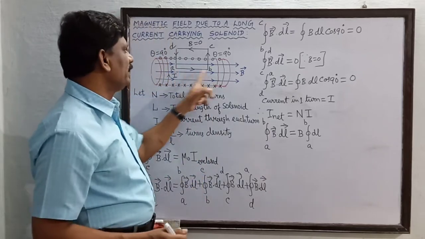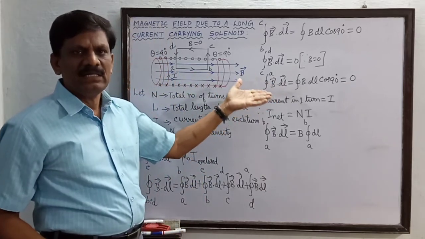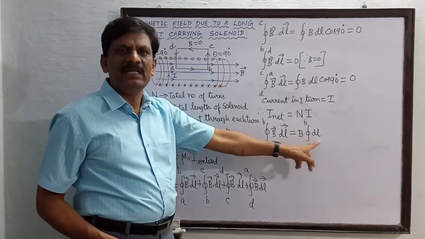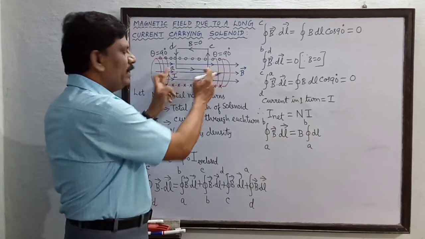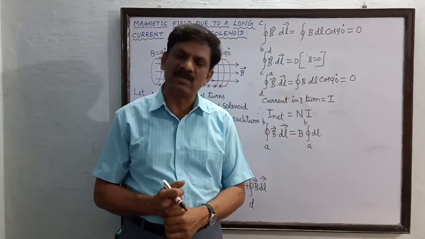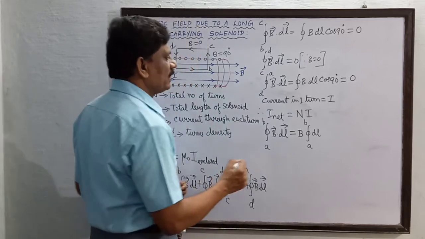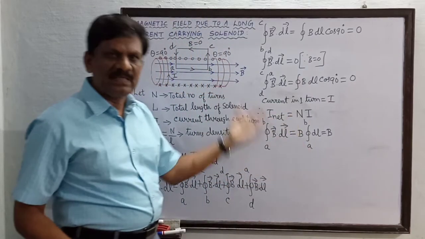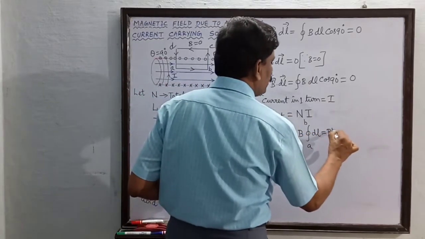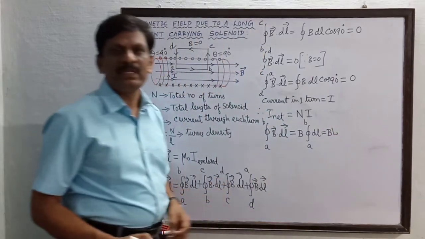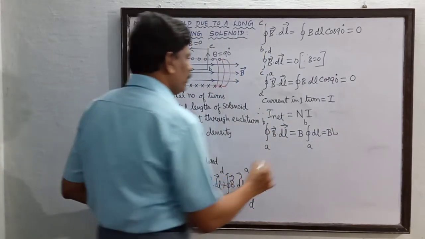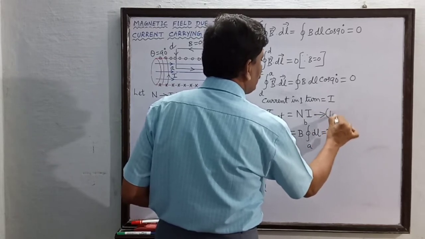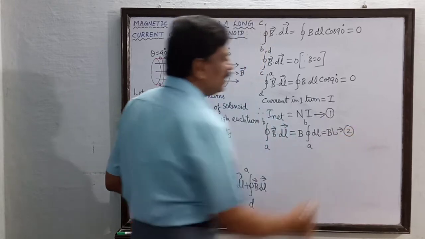Suppose if the length AB is equal to the total length of the solenoid, then also the turns ratio will be the same. Therefore, this integral of dl, I can substitute either AB or the entire length of the solenoid also. It is our choice. So, this is now equal to B into the total length of the solenoid itself, that is equal to B into L. Okay, students? So, now you will see here, this is the net current. For example, I will say this is equation 1 and this is equation 2.